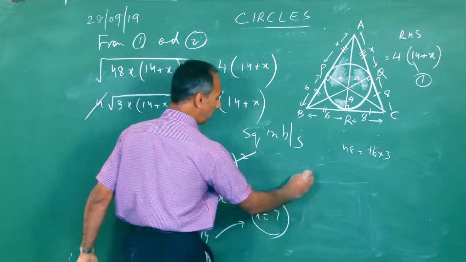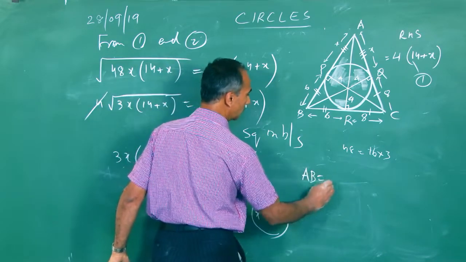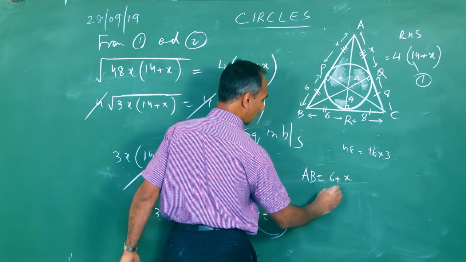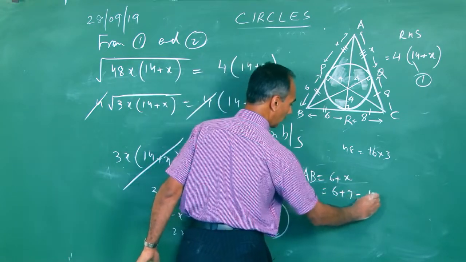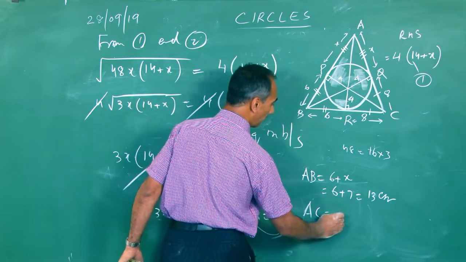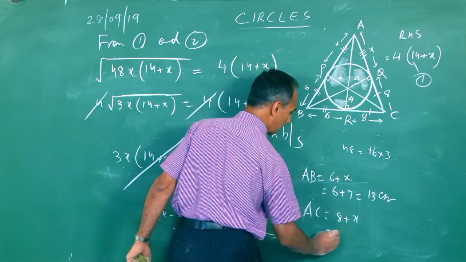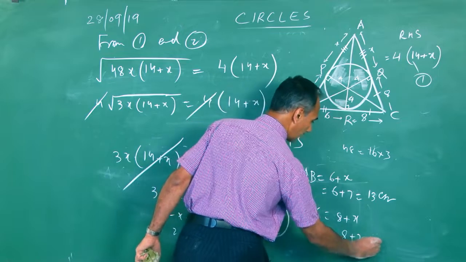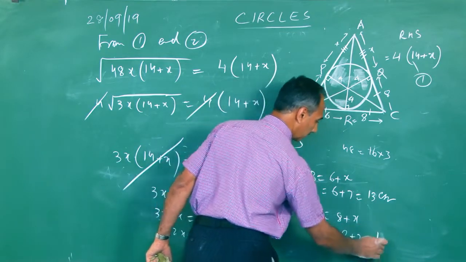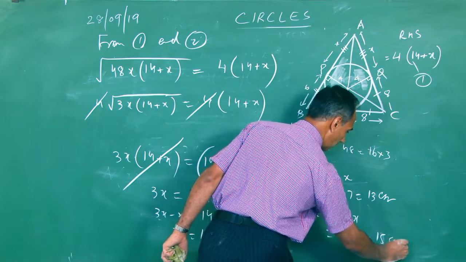That means my AB length, which is a tangent to this circle, was 6 plus x. So that is 6 plus 7, that is 13 units or 13 centimeters. And my AC is 8 plus x. That is 8 plus 7, that is 15. 8 plus 7 is 15 centimeters.